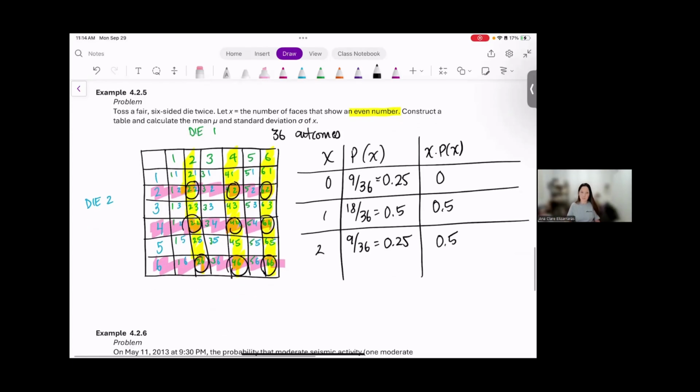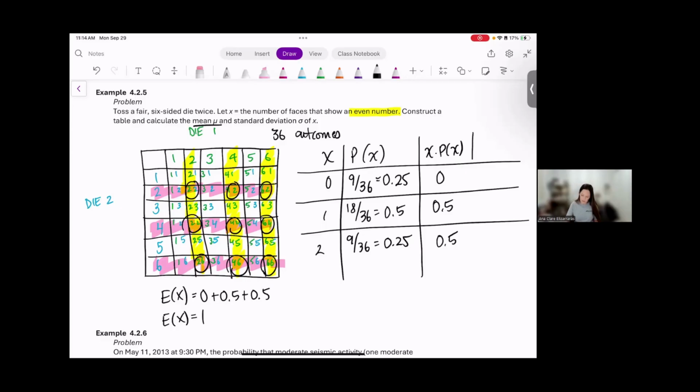So what would we expect? We would expect 0 plus 0.5 plus 0.5. That's going to give me 1 whole. We are going to expect that we will get 1 even face.